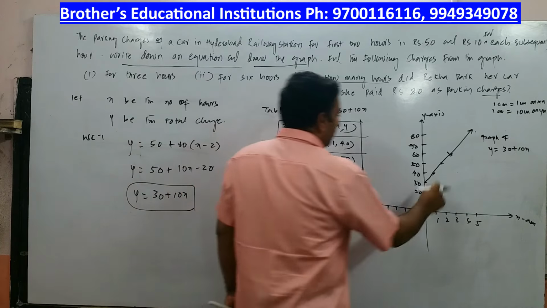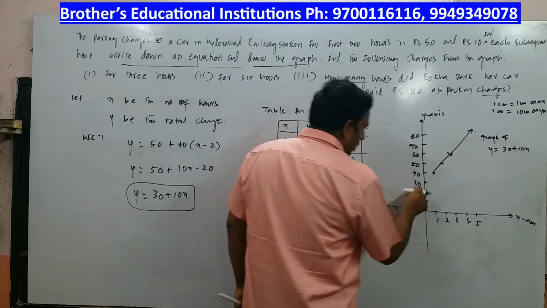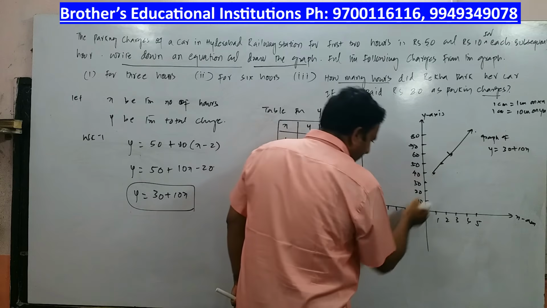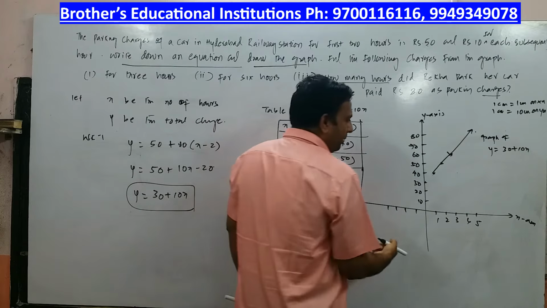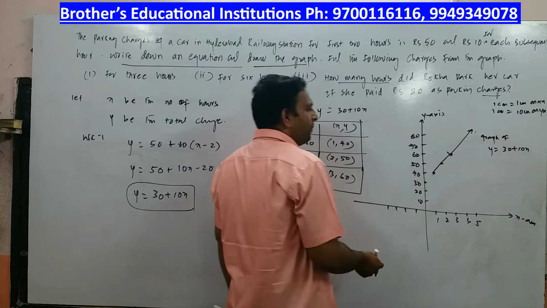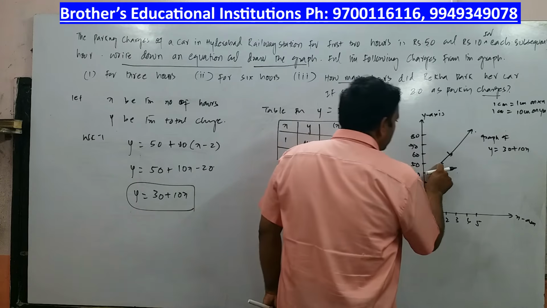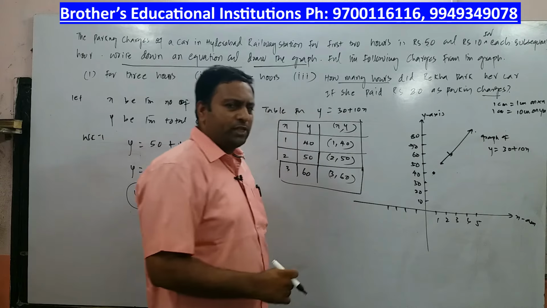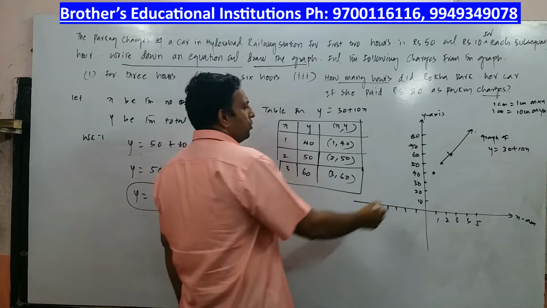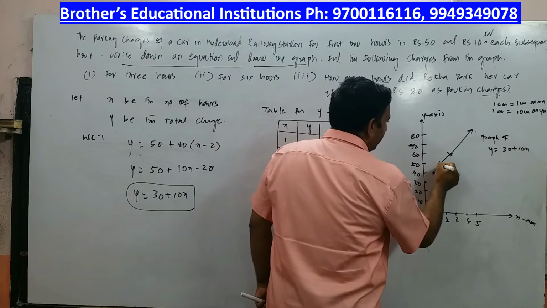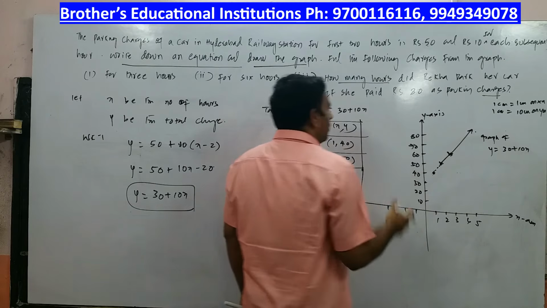Technically speaking, minimum is 1 hour. This is not valid, and technically speaking, you cannot extend the line here because you don't have negative time. Alright, so you must stop till here only, because the minimum charge you need to pay is 50. All right, so this is a dotted line, that is what you draw. So this is the graph. Now you have drawn the graph.